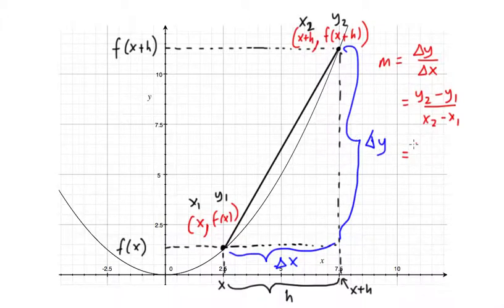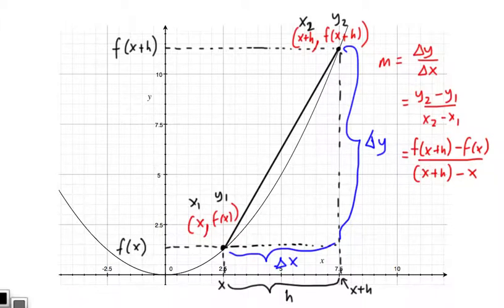So what this will be is f of x plus h minus f of x over x plus h minus x. And if you observe, the x's actually will cancel out. So what we're left with is simply f of x plus h minus f of x over h.